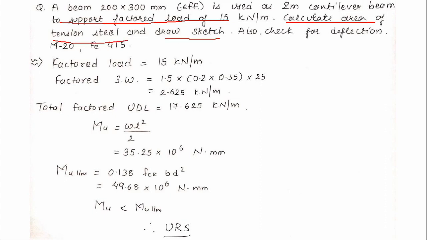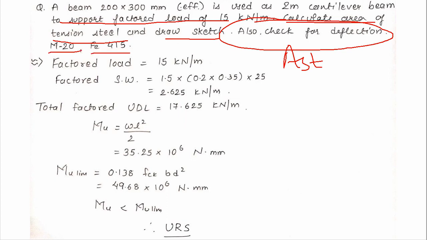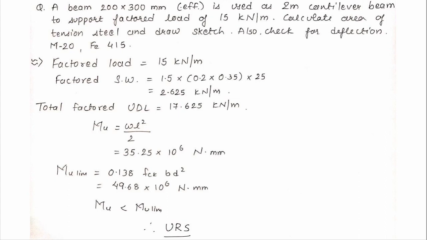We need to find the area of tension steel, that is we need to find AST. Also check for deflection. Clear? Also check for deflection. That is something new which we will be going through in this numerical. The grade is M20 and Fe415. So we'll be starting with the sum.